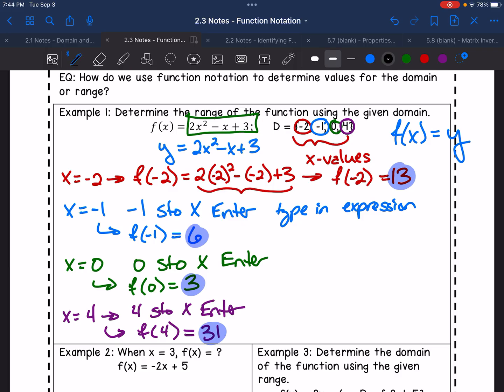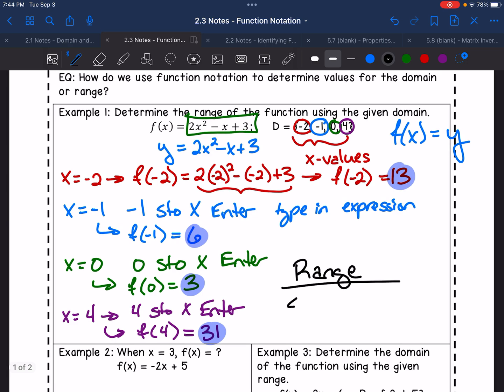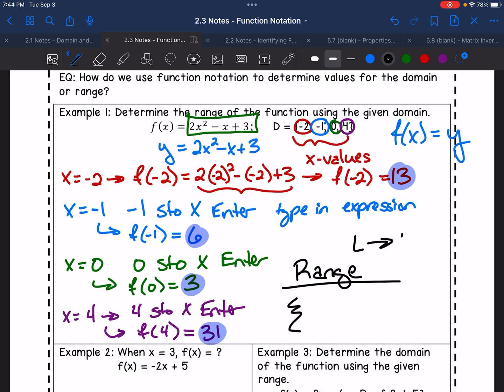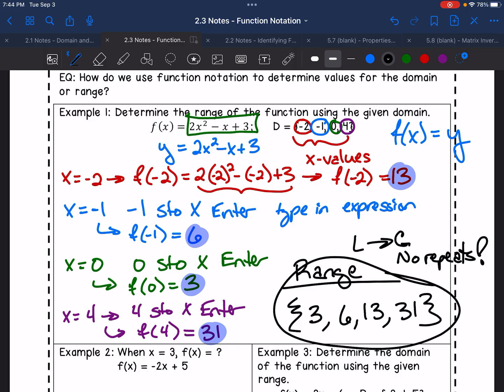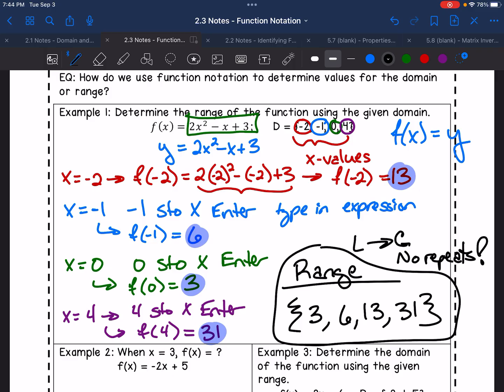And it was asking us what is our range. Okay, so remember, range goes from least to greatest and no repeats. Okay, so same rule as when we were doing domain and range back in 2.1. So my smallest number is a 3, so that's what I'm going to start with. And then I have a 6, and then I have a 13, and then I have a 31. And so that right there is what they wanted to know. That is my answer for this problem.